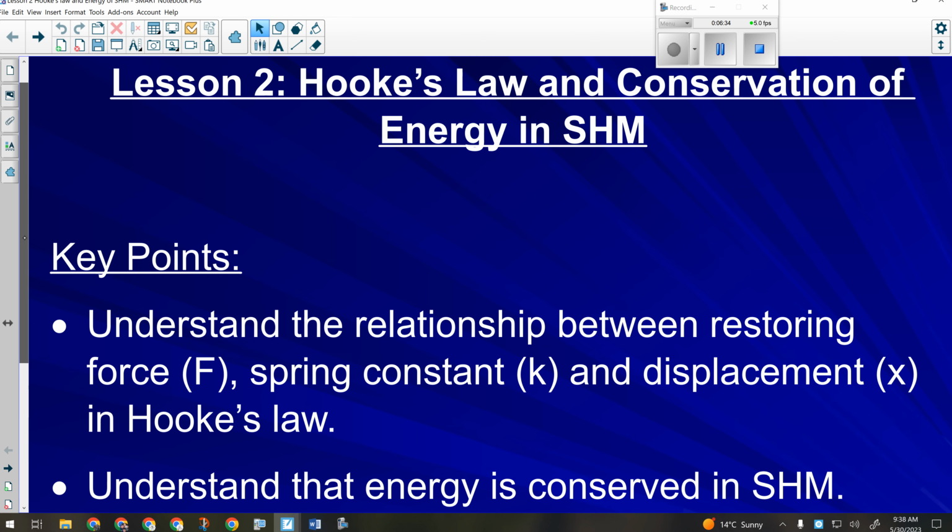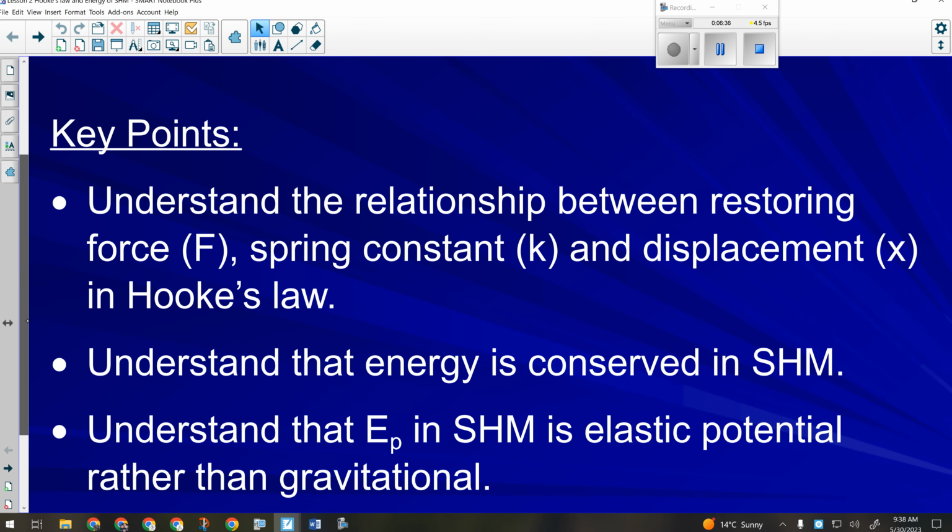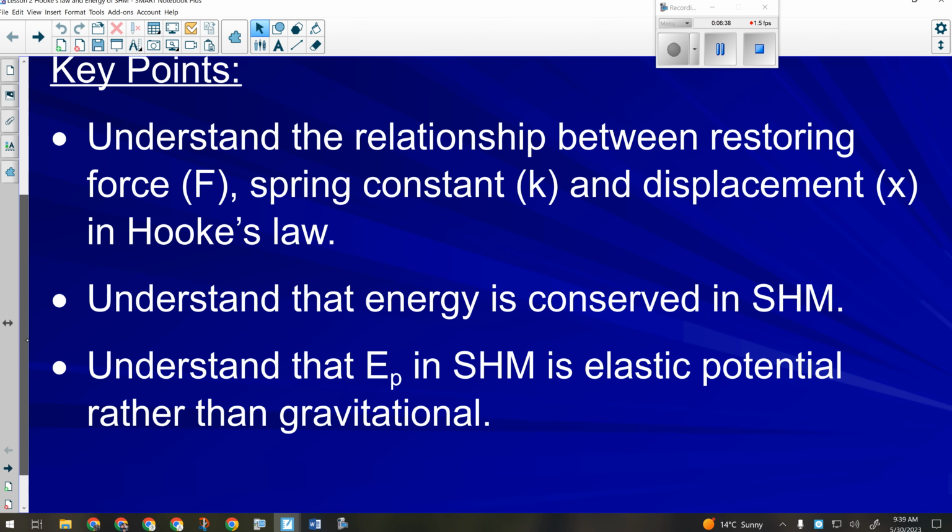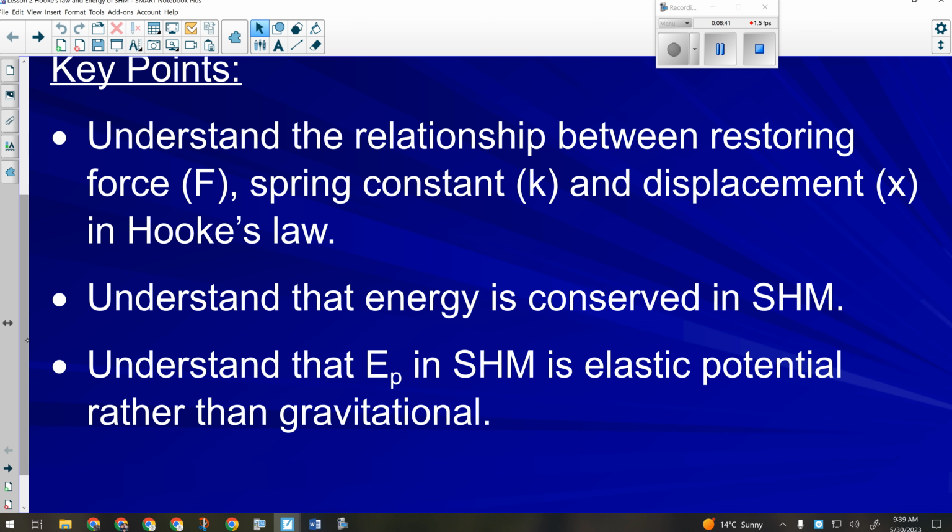We also need to understand that energy is conserved in simple harmonic motion, and that potential energy in simple harmonic motion for a mass on a spring is elastic potential rather than gravitational. For a pendulum, it's still gravitational. But for a mass on a spring, we're now talking about loading a spring by doing work and then allowing the spring to release that energy and convert it back and forth between potential and kinetic.